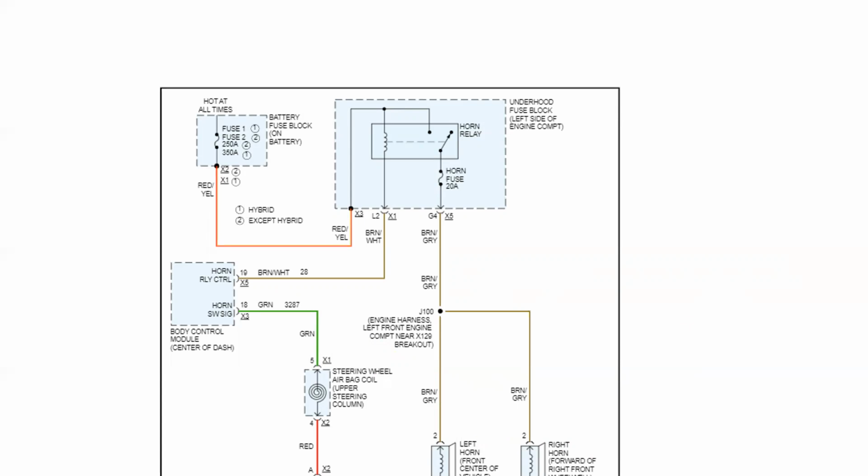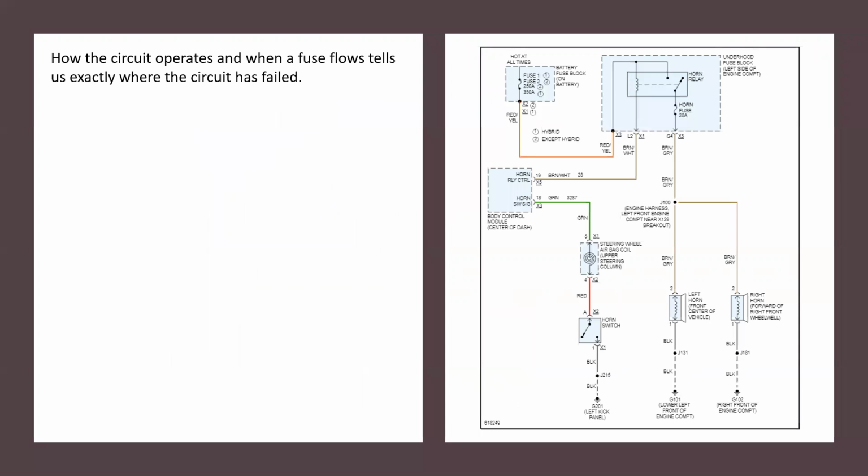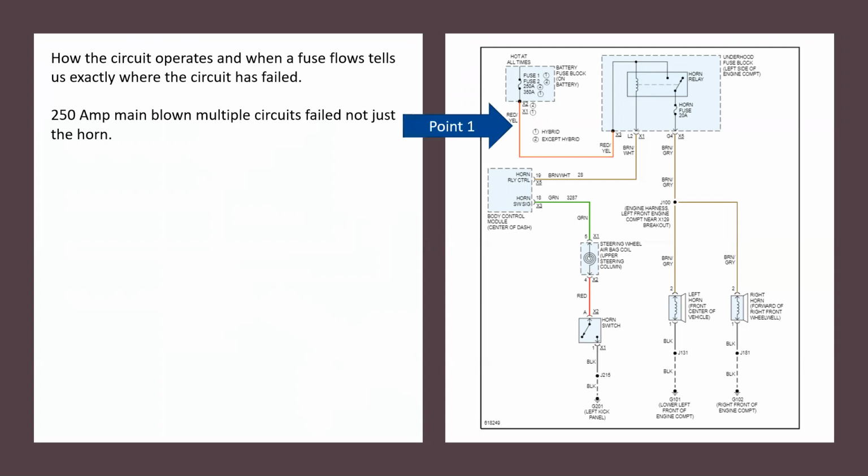So remember, how the circuit operates when a fuse blows or when I have a short to ground tells me, and it will tell you, exactly where the circuit has failed. I mean, if we look at it this way, if I ran a short to ground on that red and yellow wire before it made it to the fuse block, I'd burn up a 250 amp fuse. And I can tell you, there'd be a lot more not working than just the horn.